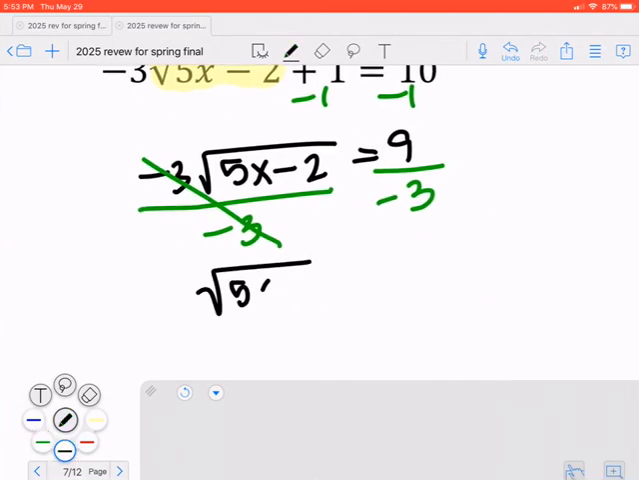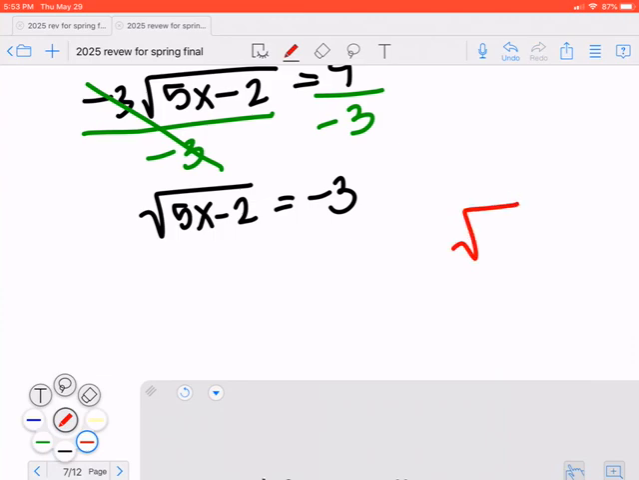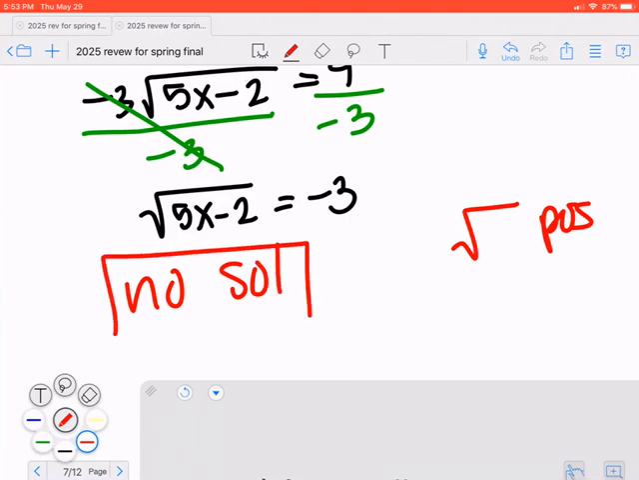The square root of 5x minus 2 equals negative 3. Something squared equals negative 3? Can't happen. Square roots have to be positive. So no solution. If you did go and solve it, squaring both sides, etc., when you plug it back in, it would turn out to be not true.